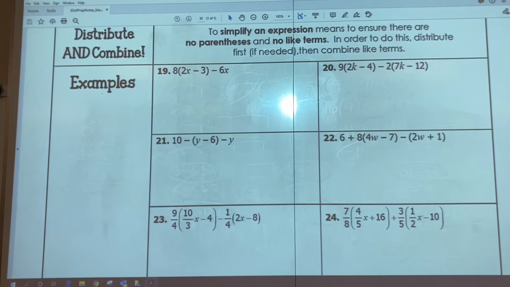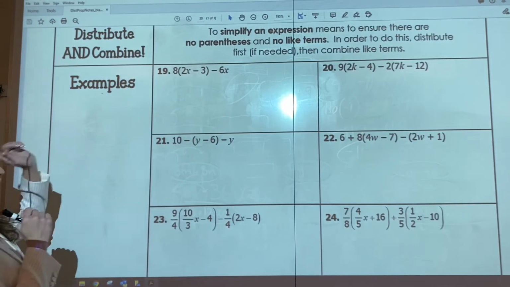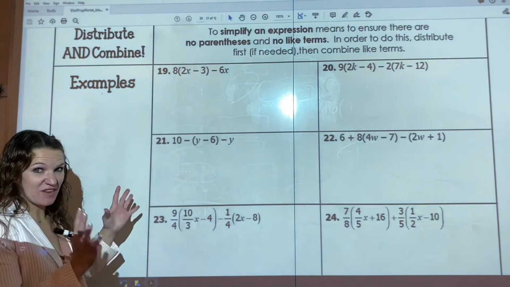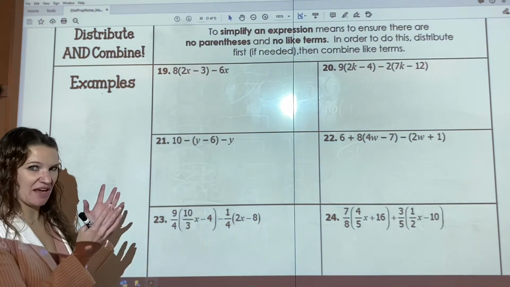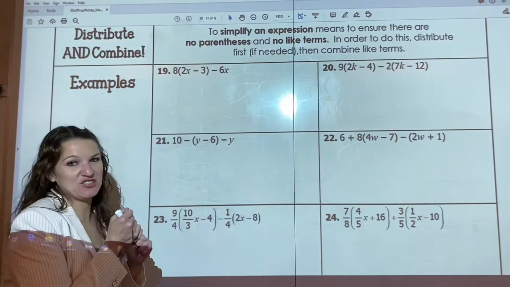So we're still distributing today, but in this situation, we're gonna distribute first, and then we're gonna look for like terms and combine them. So we're kind of taking those two skills we just learned and putting them together. Let's start by distributing.